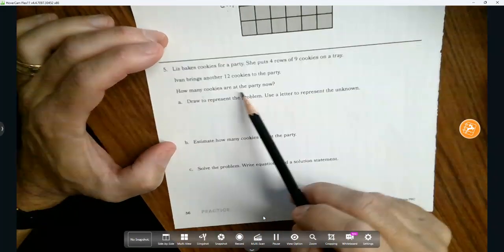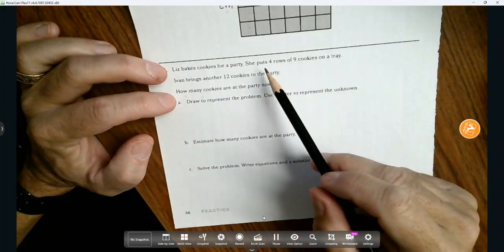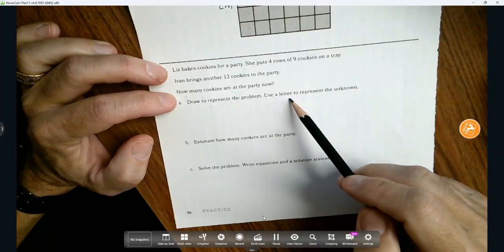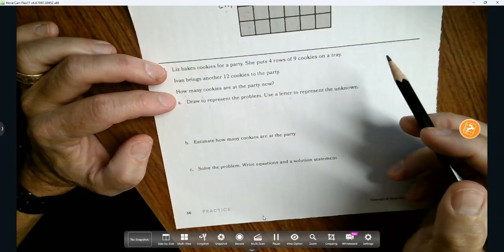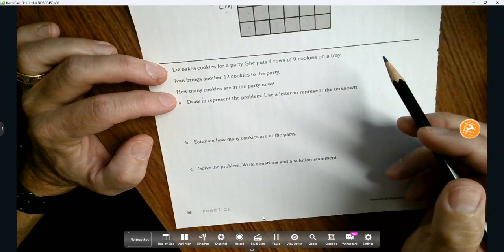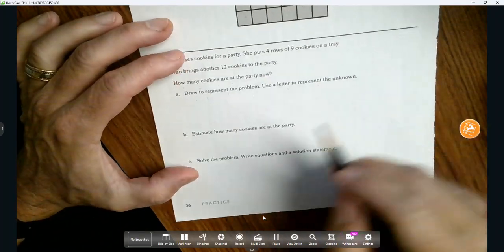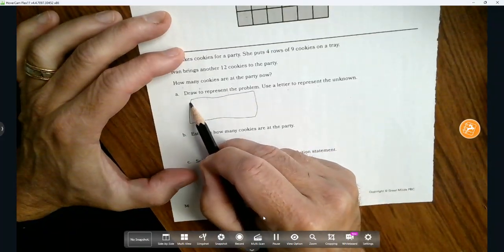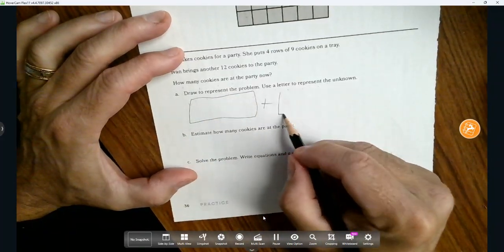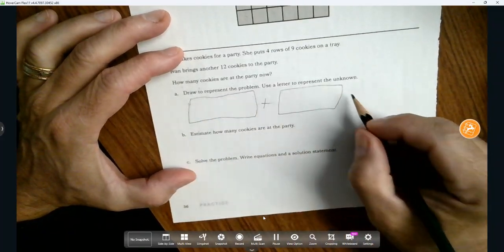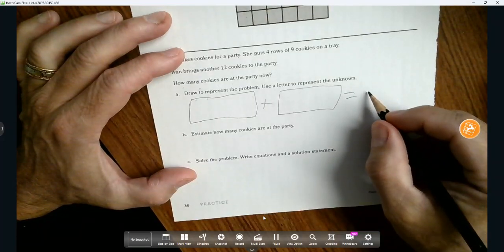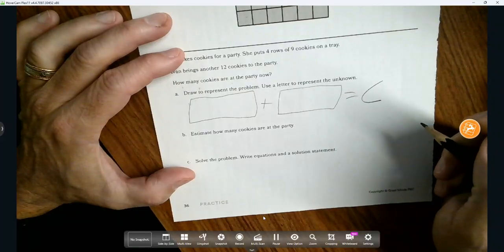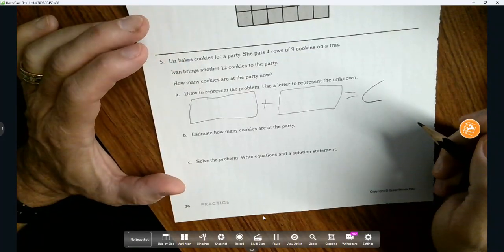How many cookies are at the party? Well, draw to represent the problem. Use a letter to represent the unknown. All right, well, let's look at this. So cookie trays, something like that, plus we got another cookie tray equals, I don't know, we'll put C for cookies. All right, so we got to draw this out now.